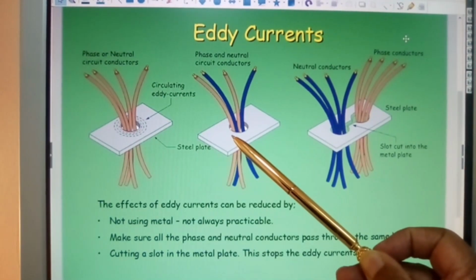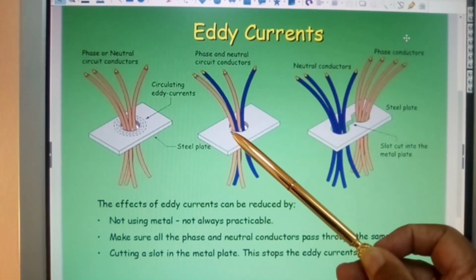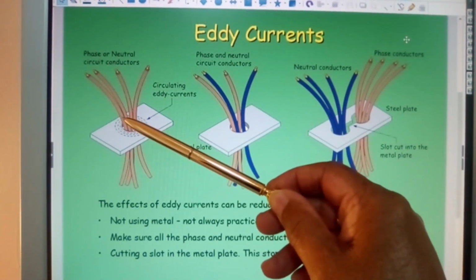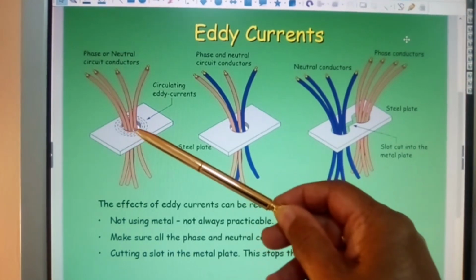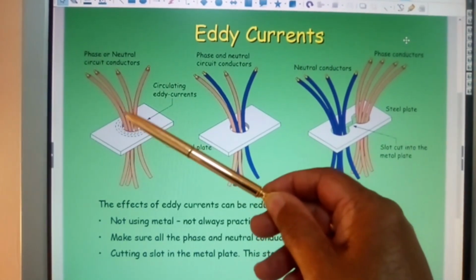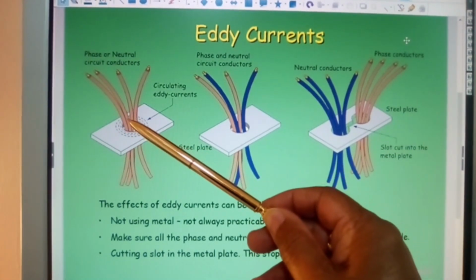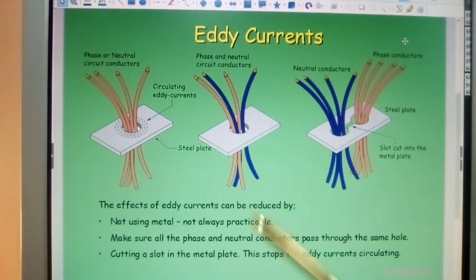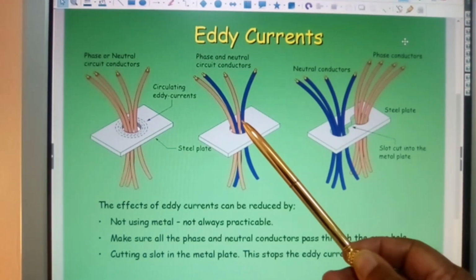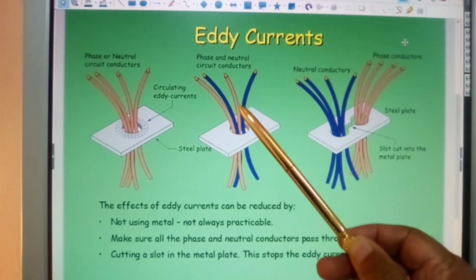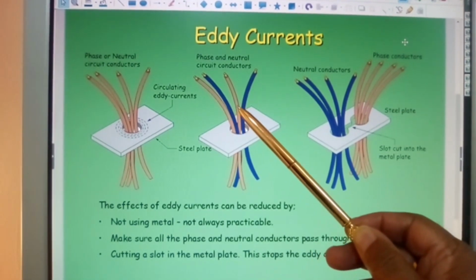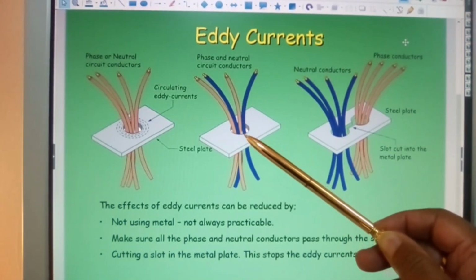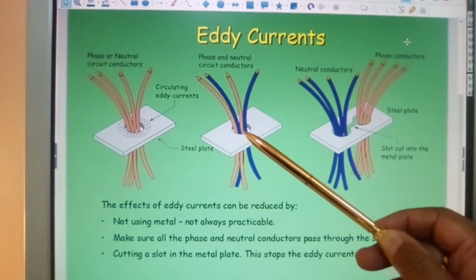Okay, so here if you run single conductors with one current flowing in one direction, you will generate an eddy current. That will then generate heat. The insulation on the conductors will then break down, and that system will fail. Okay, this system here will continue to run because you have run both cables live and neutral in the same hole, neutralizing the eddy current effect.